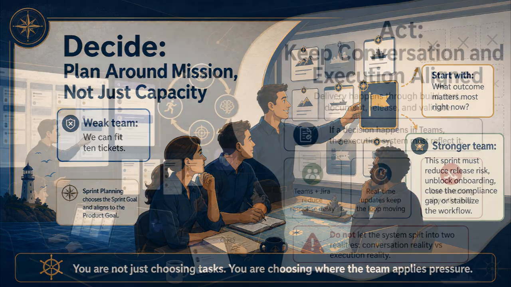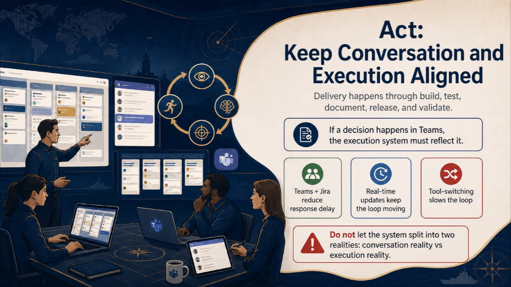The fourth stage is act. This is sprint execution. Work moves through Jira, Planner, or another tracking system. Developers build, analysts clarify, testers validate. The product owner makes prioritization calls. Release managers coordinate deployment. Documentation is updated. Stakeholders are informed. Microsoft Teams becomes useful here because it reduces the delay between issue detection and team response.